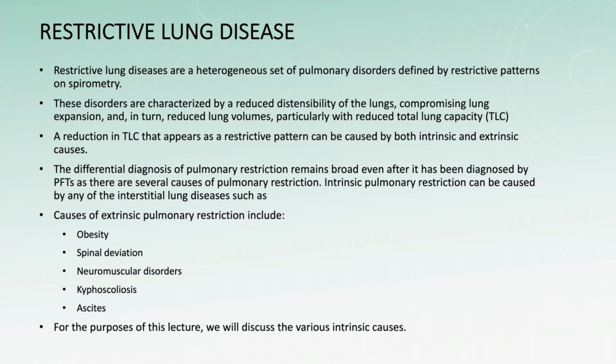And so they can't expand, and the lung volumes are down because of it, and mainly the total lung capacity. So if you just watched the PFT lecture, or maybe you're going to watch it next, reduced total lung capacity is essentially the definition of restrictive lung disease. And it appears by both intrinsic and extrinsic causes. So what do I mean by that?